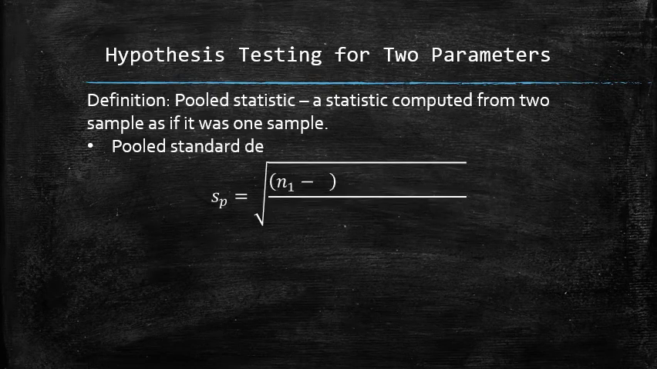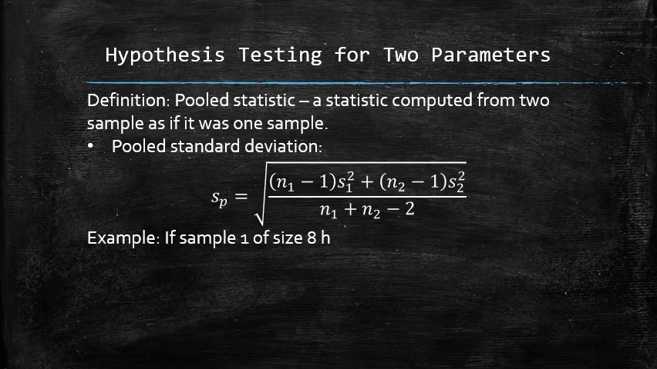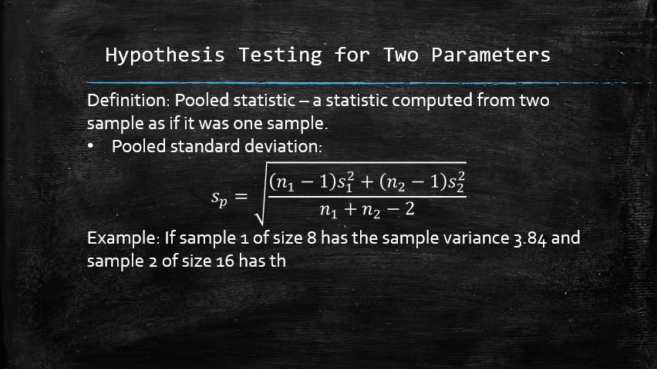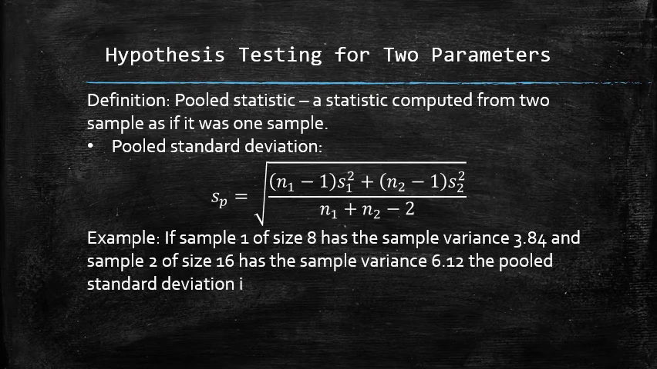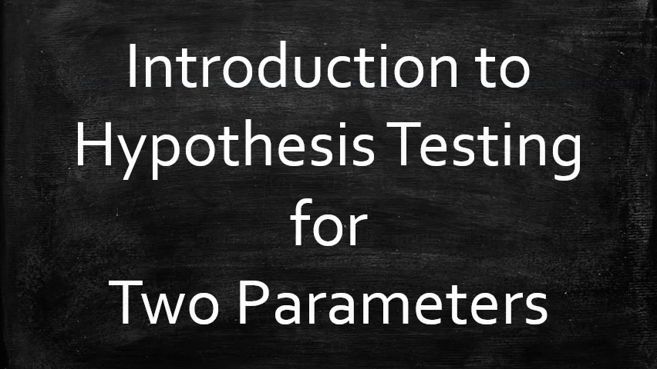For pooled standard deviation, we have the following formula. For example, if sample 1 of size 8 has the sample variance 3.84 and sample 2 of size 16 has the sample variance 6.12, the pooled standard deviation is equal to 2.32. We discussed a few nuances of setting up the hypothesis to test the claims about two population parameters. Next, we're going to test a variety of claims.